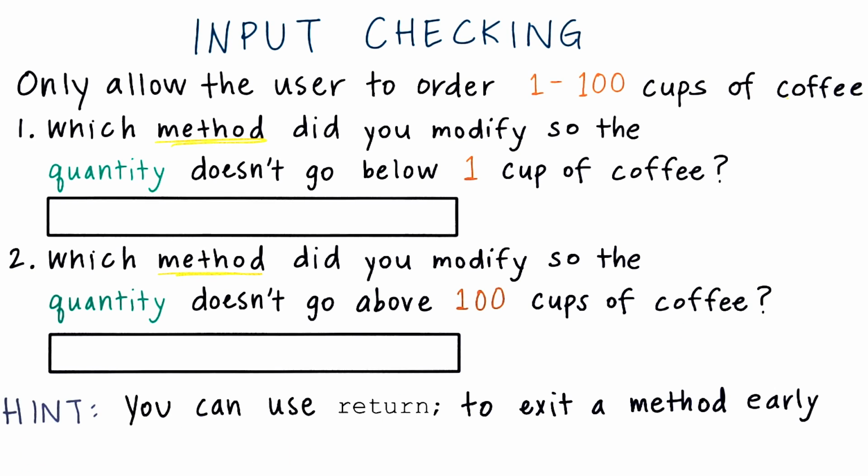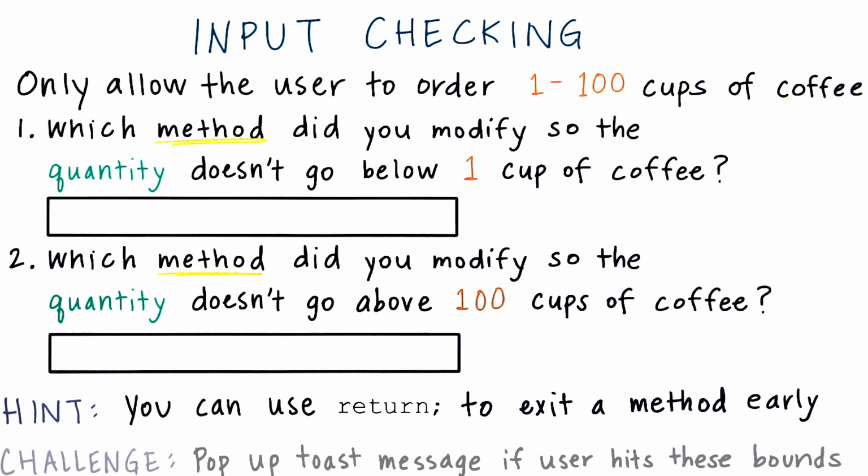As a hint, it may be useful for you to know that you can put a return statement anywhere inside a method, and that will cause you to exit the method early. Then the rest of the code after that will be skipped. Check the instructor notes for more details. As a challenge, you can extend the app to also add a toast message that explains to the user why the quantity isn't updating when it hits these bounds.